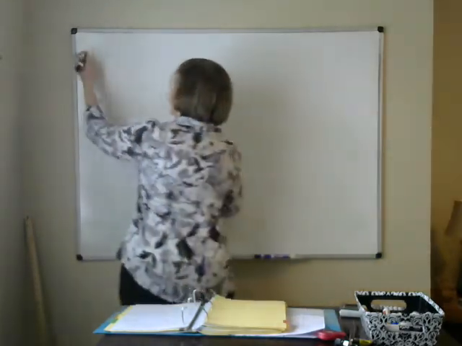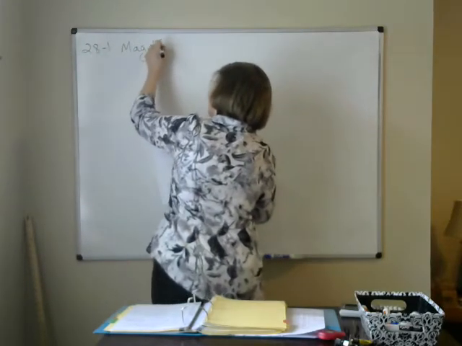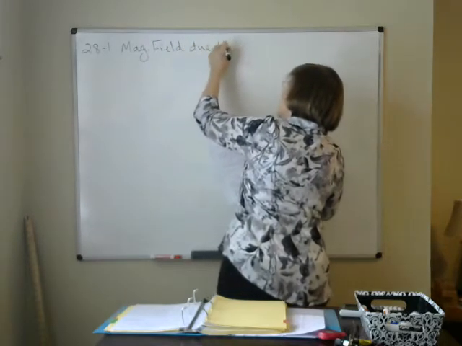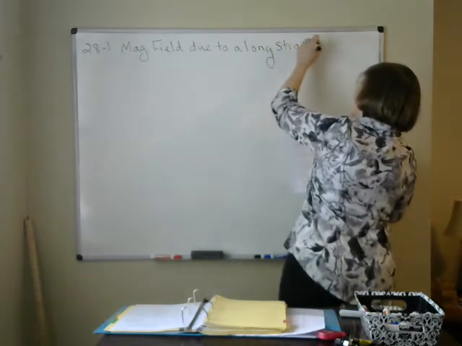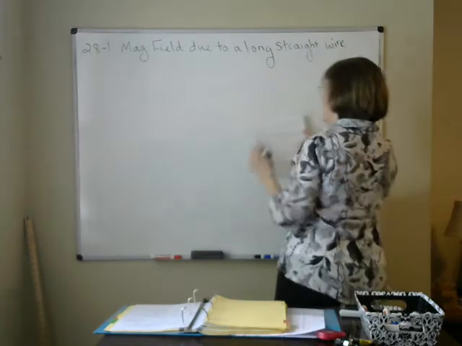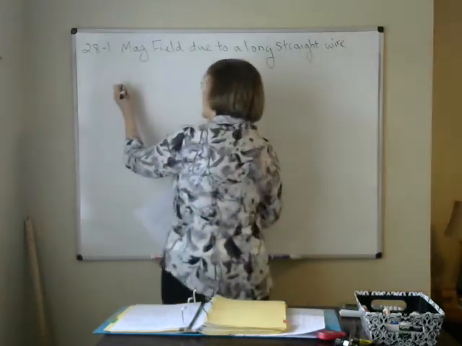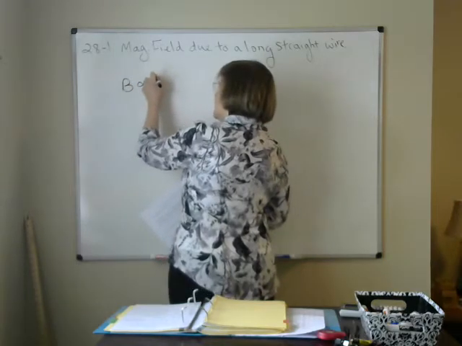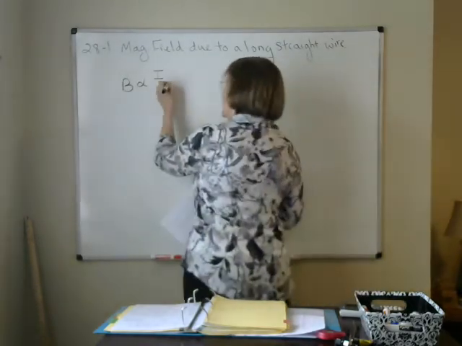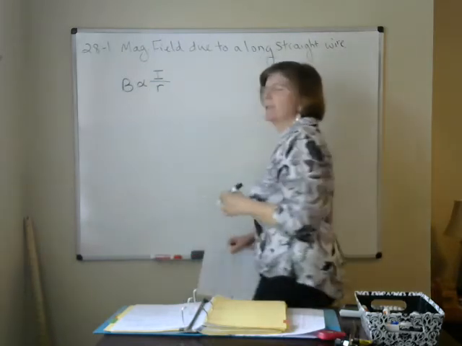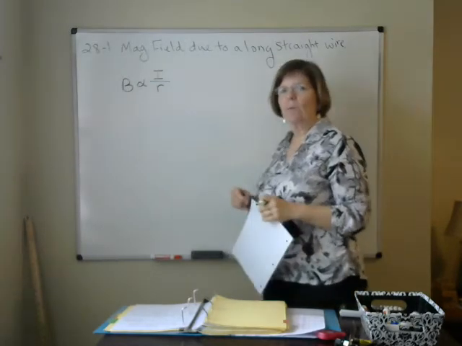Let's see, our first section, 28-1, talks about the magnetic field due to a long, straight wire. Well, if you do experiments, they find two things, both of which make a lot of sense: that it is directly proportional to the current. We would expect that as we increase the current, the magnetic field around a wire would increase. But it's inversely proportional to the distance away, and that also makes sense. We would expect this to get weaker the farther away from that wire we get.